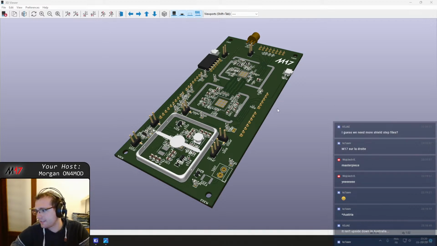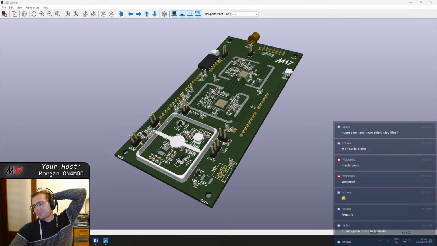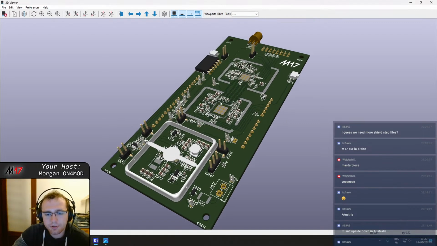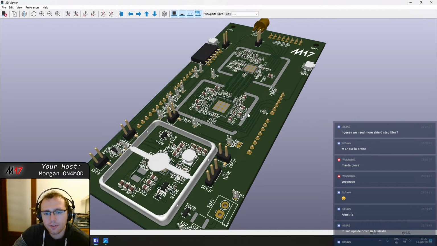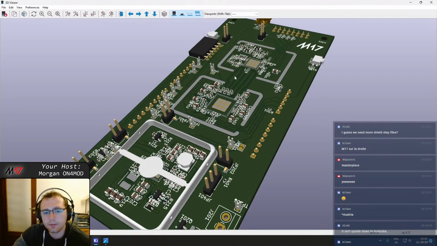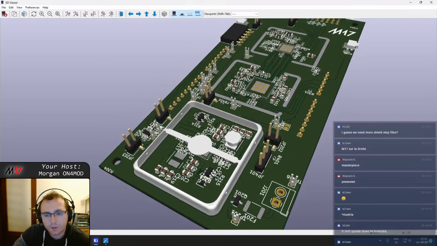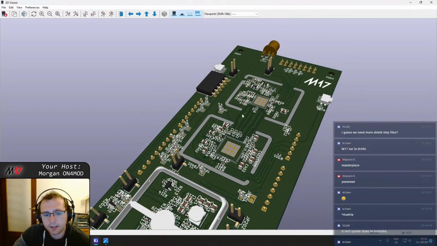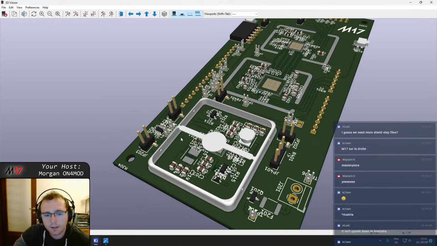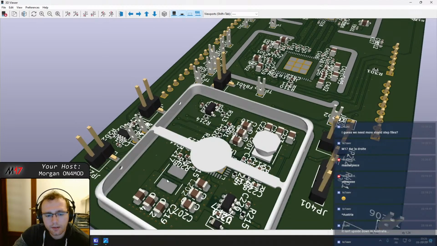Yes, we are gonna need more shield step files. If you agree to do the step file for these, only one of course for the two shields because it's the same shield, it would be amazing. And also one of the step files that is missing is the one for this coil. It would be very nice if we could have that one too.